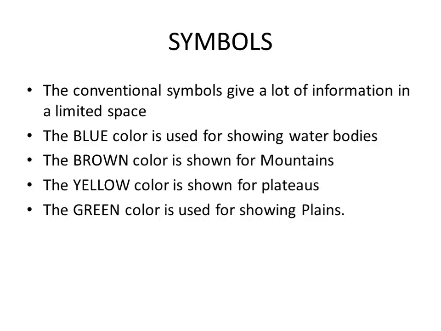Symbols. We use symbols in maps. The conventional symbols give a lot of information in a limited space. The blue color is used for showing water bodies. The brown color is shown for mountains. The yellow color is shown for plateaus. The green color is used for showing plains.